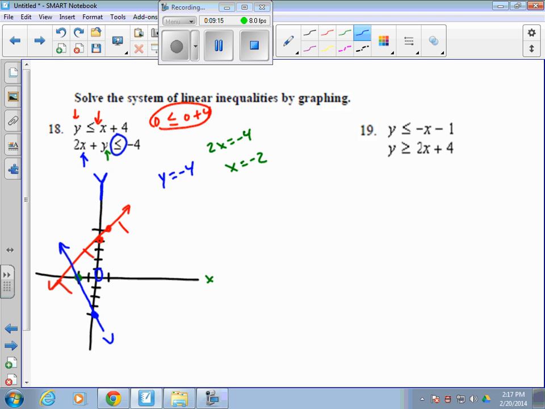And then which side do you shade? Well, try 0, 0 and see if it works. 2 times 0 is 0, plus 0, y's value 0, is less than or equal to negative 4. Is 0 less than negative 4? No, it isn't. So shade opposite 0, 0.